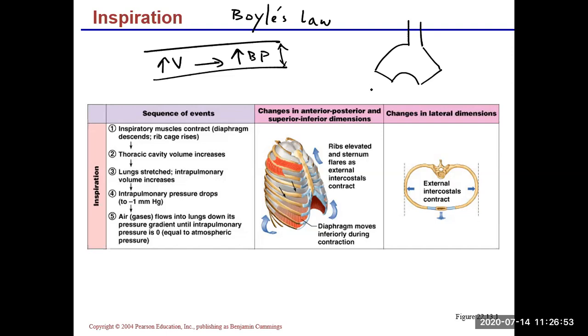So let's take a look at what is happening. Now, during inhalation, which is also known as inspiration, what happens? The diaphragm moves inferiorly. During the contraction, the diaphragm goes inferiorly. So if this is the diaphragm right over here, it moves downwards. If it moves downwards, that gives the lungs opportunity to expand. It has more room now, and that's what happens.